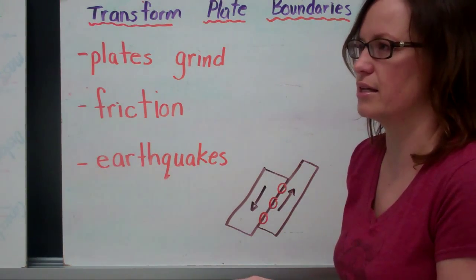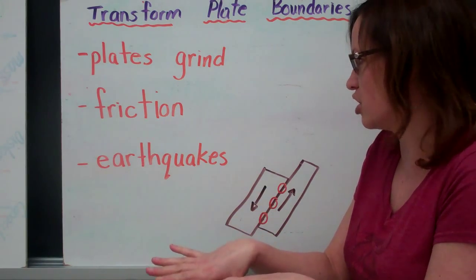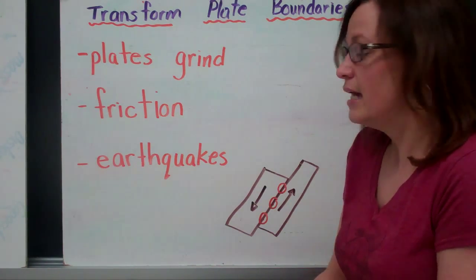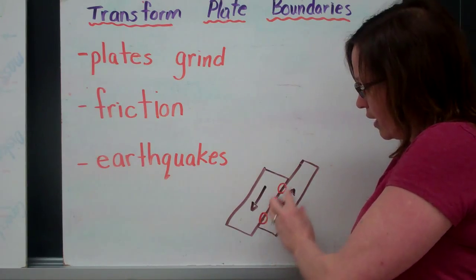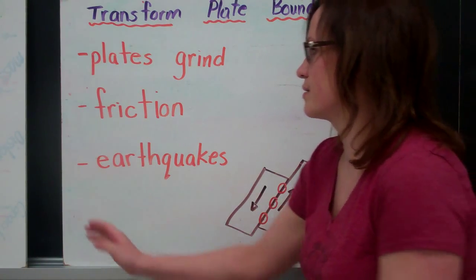So, you know, parts of the plates start to break off as they pass by each other, and it creates a lot of friction. And along the plate where it's rubbing, it can create earthquakes.